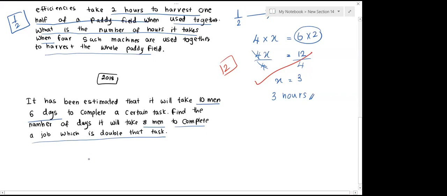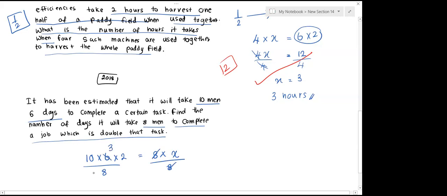Then what is the answer? 10 times 6 is the magnitude of the task. But double that task, no? Then multiply this by 2. It is equal to 8 times number of men times number of days. Then both sides divide by 8. 8 to 8 cancel. Then 6 is divided by 2. It is 3.